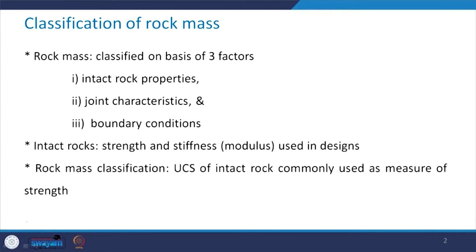Before I discuss this classification system, first we will have some idea about the rock mass and intact rock, a general discussion, and then we will start with the classification system. Rock masses are classified on the basis of three factors: intact rock properties, joint characteristics, and the boundary conditions. As far as intact rocks are concerned, their strength and stiffness or modulus are used in design. How to determine these? We have seen all these things in detail.